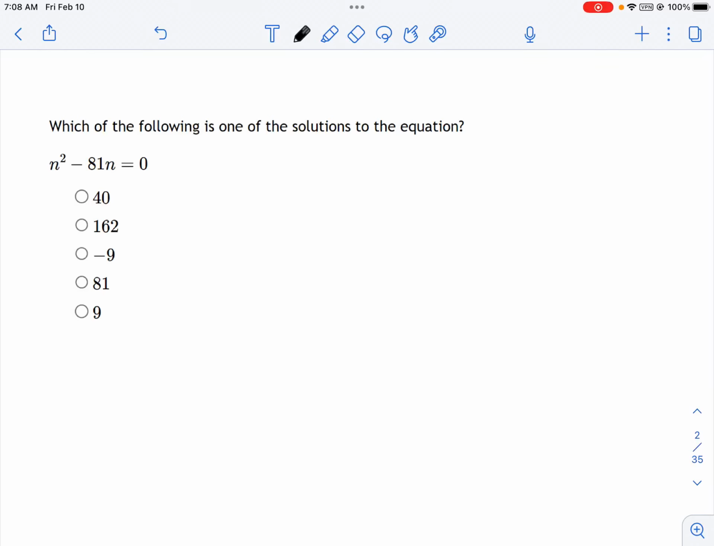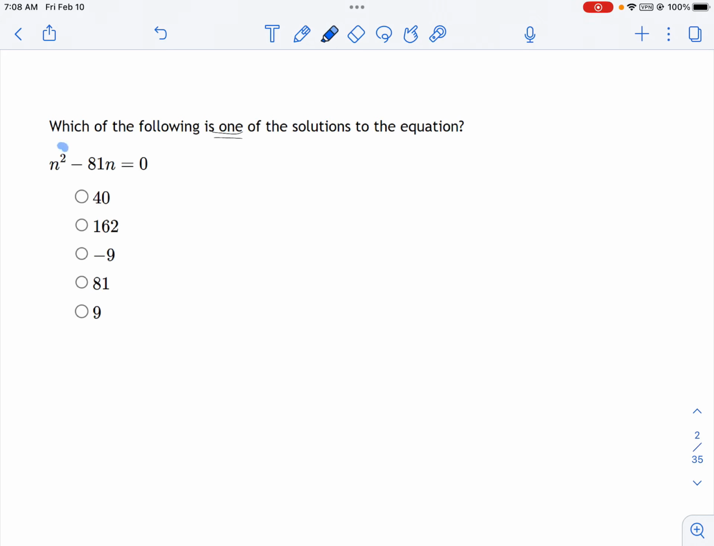Hello and welcome. Our question today asks: which of the following is one of the solutions to the equation? So, is one, that might mean there are more than one solution, but there's only going to be one of those solutions inside of the list that we're given. So, let's dive right into it.